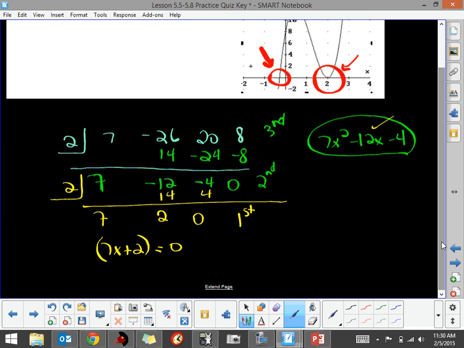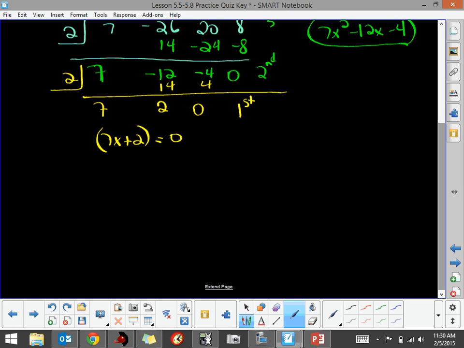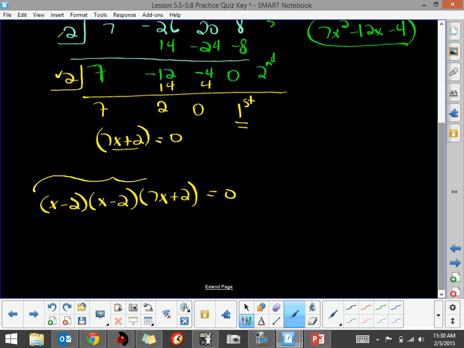We were asked to find both factors and zeros. So we have factors of, from our 2's, identical factors of x minus 2 times x minus 2. And since we got it boiled down to a first-degree polynomial, we had enough information here to get it down to 7x plus 2. That is my third and remaining factor. So this is the factored form that I was asking for.